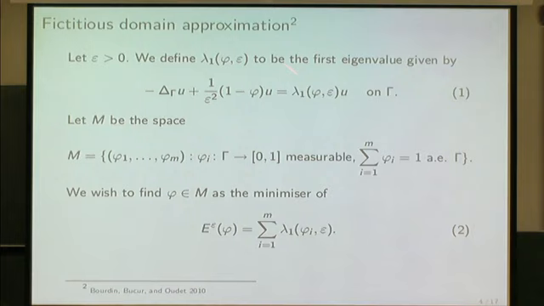Now what we want to try and do is, given these eigenfunctions and eigenvalues, try and minimize the sum. So we consider this vector value of functions, which all take values between 0 and 1, which sum up to 1, and then we try and minimize the sum of these first penalized eigenvalues. And then the hope is if we send epsilon to 0, we're going to get the right answer out at the end.